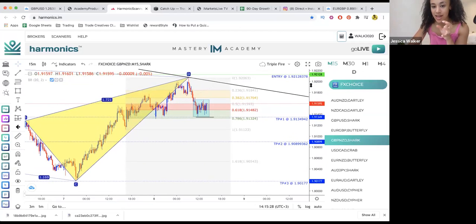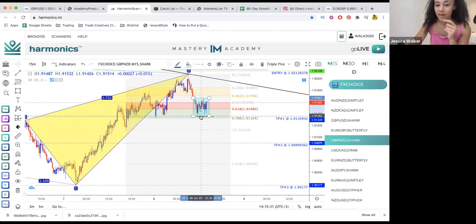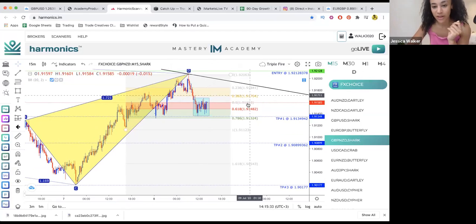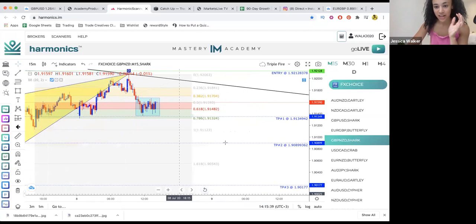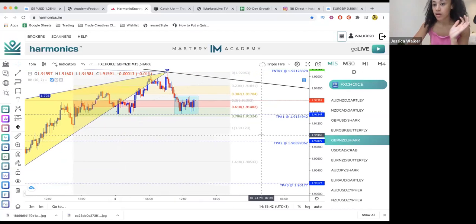Does that make sense? The 786 is not quite my golden zone, because 382 is my golden zone, but the 786 is bae. I use the 786 for entry pretty much all the time. Nine times out of ten, I will use the 786 for entry, in order to continue on the way down.